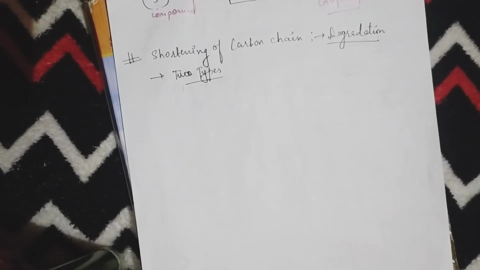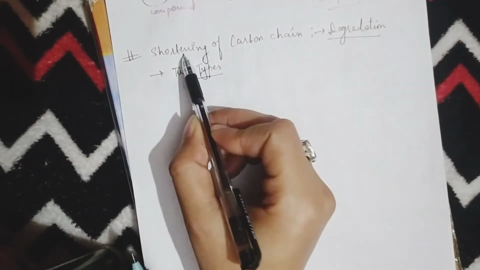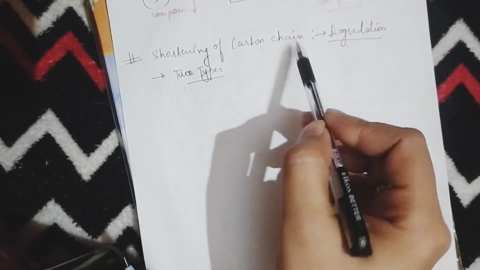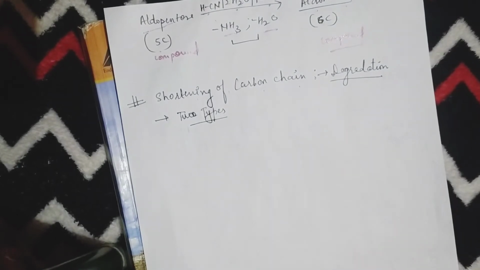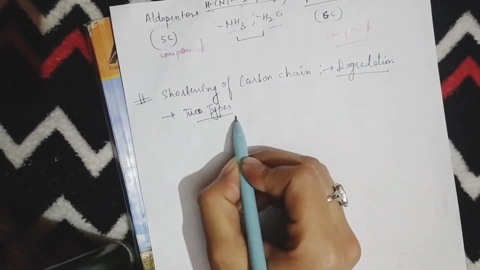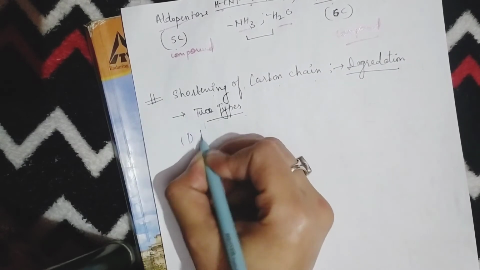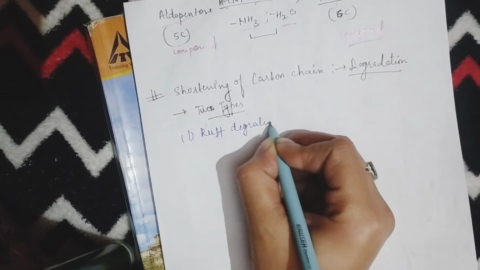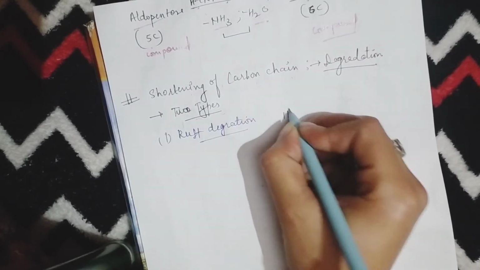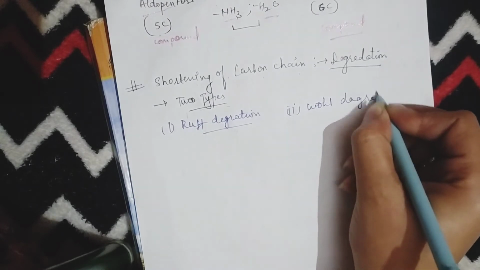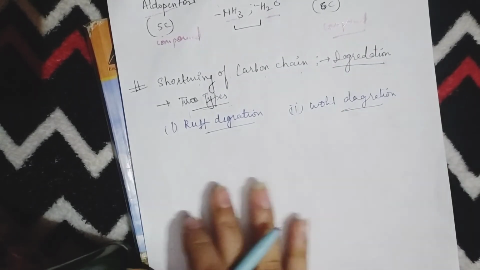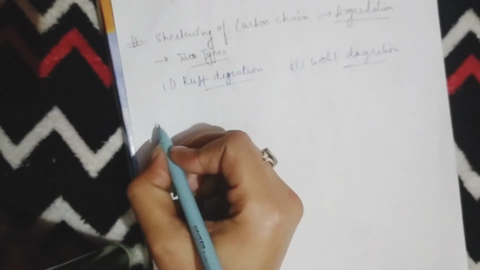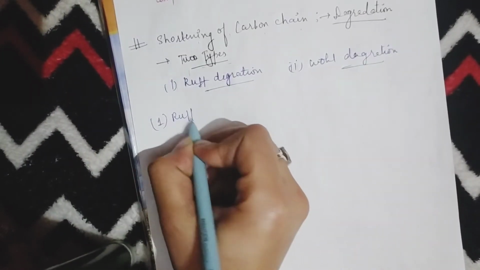Let us now study our next topic, that is shortening of the carbon chain. This is mainly of two types: first is rough degradation and second is whole degradation. Let's study one by one. First is rough degradation.